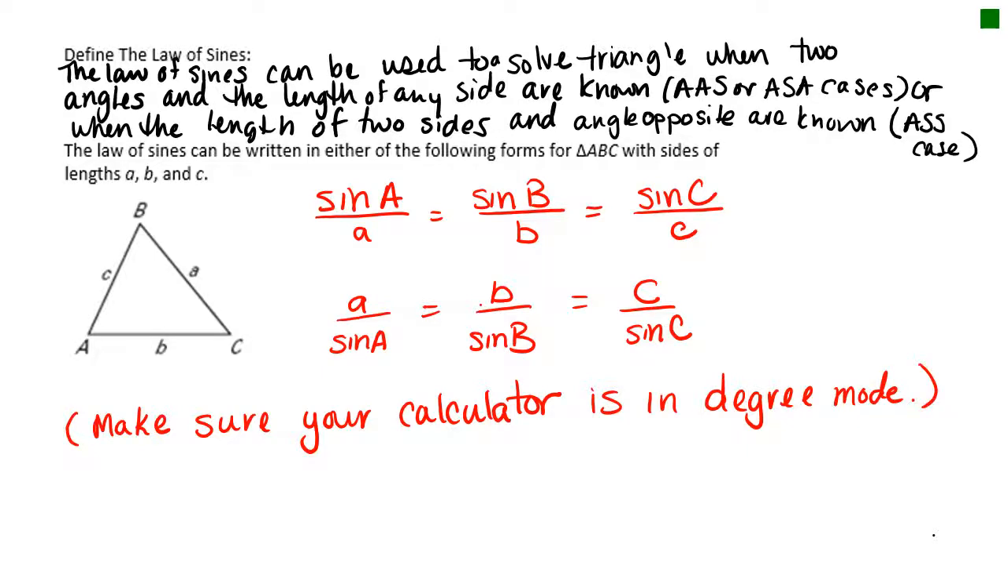Okay, so we're going to set up some proportions and find our missing sides. So the law of sines: the sine of angle A over A is the same as the sine of B over B, and the sine of C over C. Or you can even flip that. All right, so we're going to do examples, and we're only going to do them for angle side angle cases first.